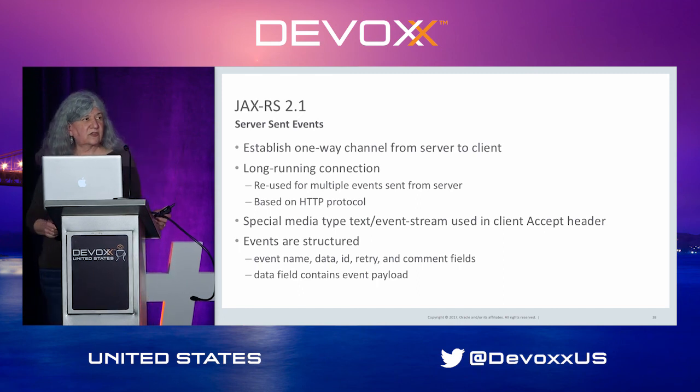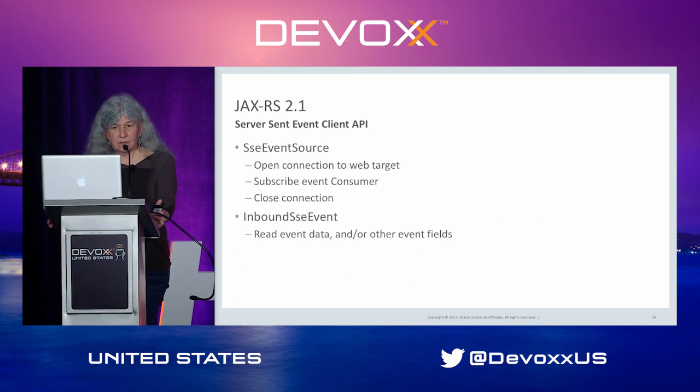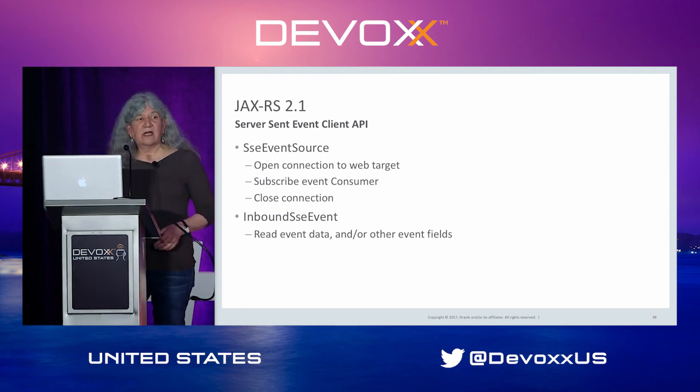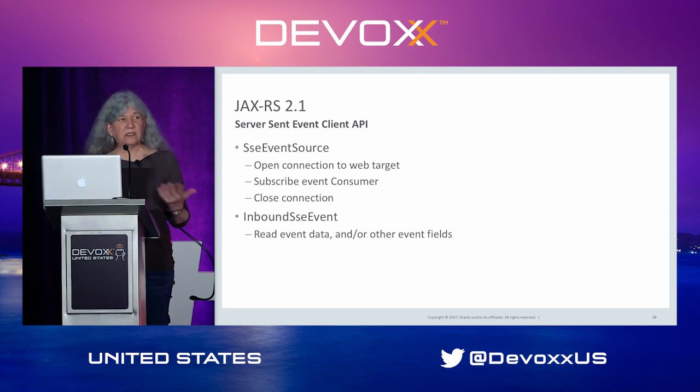An event itself is a structured object. It has an ID, a name, and a data field. Most important is the data field, which contains the payload for the event. So there are two key APIs on the client side. SseEventSource is used in opening the connection to the web target and subscribing the consumer. I put Consumer here in capitals because it's a functional interface as defined in SE 8. And then you can close the connection. And InboundSseEvent models the event and its payload.